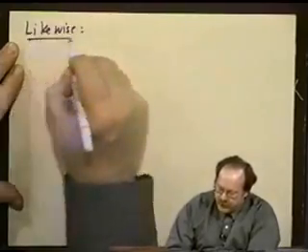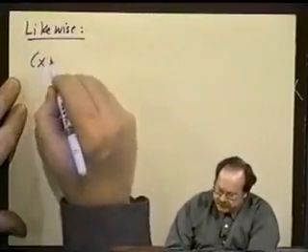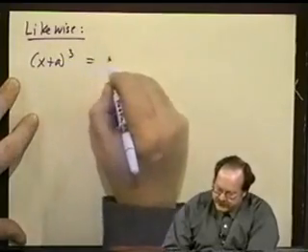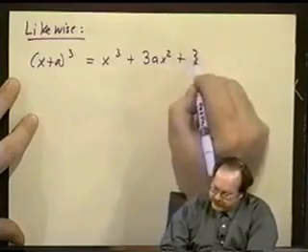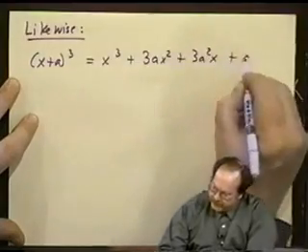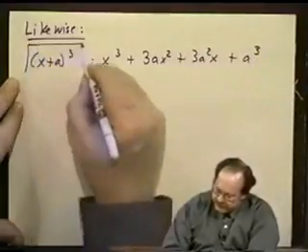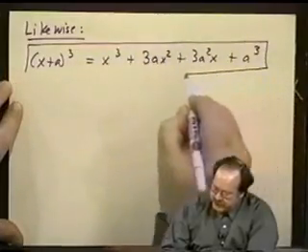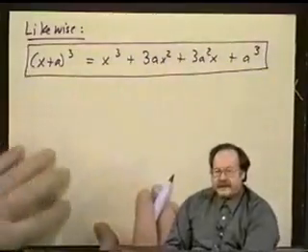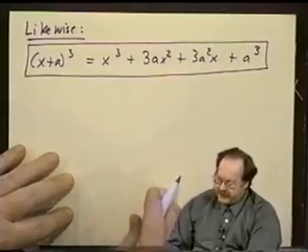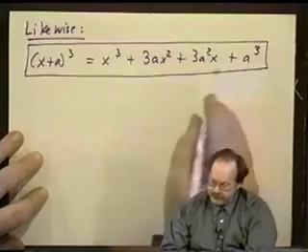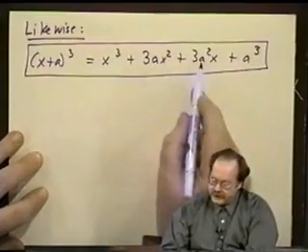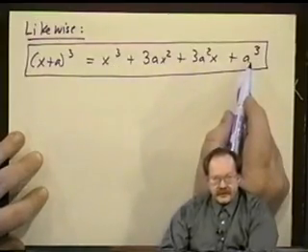So likewise, and this time I won't put in all the details, x plus a cubed is equal to x cubed plus 3ax squared plus 3a squared x plus a cubed. And just with what we've done before, you can verify that that's right. At least you can verify that the powers are right. x cubed, x squared, x, and x to the 0 are going down. a to the 0, a to the 1, a squared, and a cubed are going up. So the powers are correct.